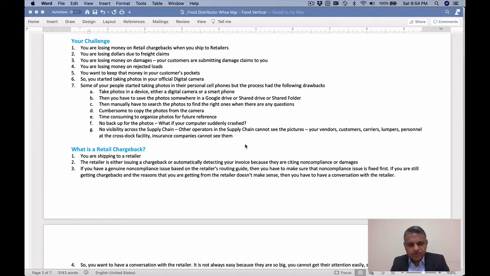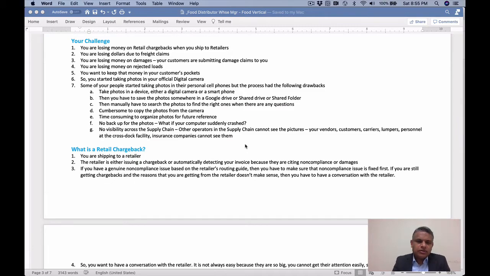It's cumbersome to copy photos from the camera, and time consuming to organize photos for future reference. And what if the computer crashes, right? No backup for the photos, no visibility across the supply chain, right? Other operators in the supply chain cannot see the pictures. Your vendors, customers, carriers, lumpers, the person at the cross-dock facility, insurance companies cannot see them. That's why LoadProof is so valuable, because you can easily give access. As a matter of fact, one of our customers explicitly came back and said, hey, your system makes it so easy to share the pictures with everyone else. All they have to do is go to the browser, log in, and boom, they got the pictures. They don't have to worry about accessing this network, that network, all that stuff.